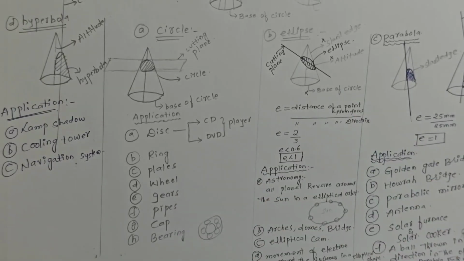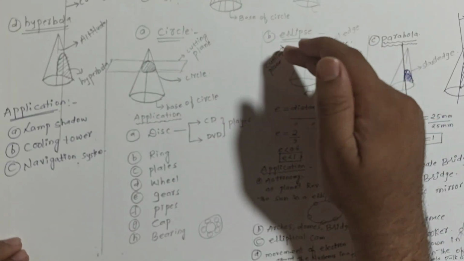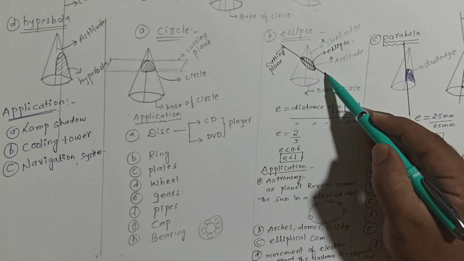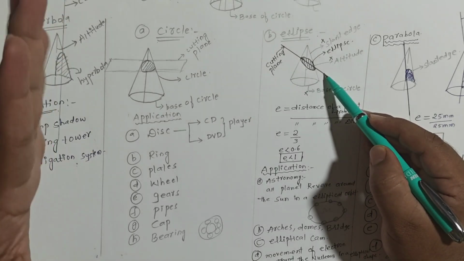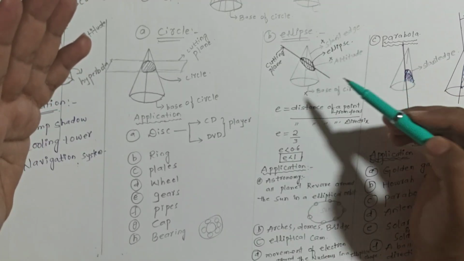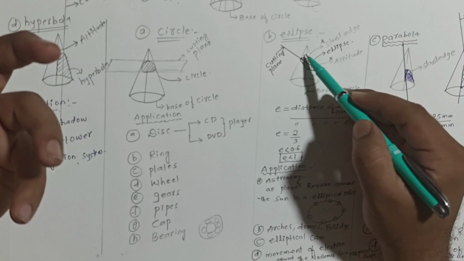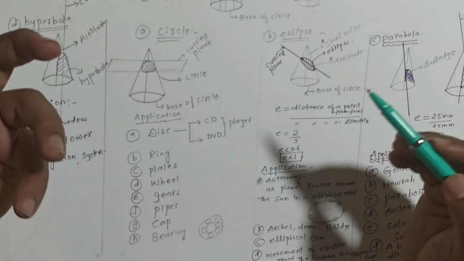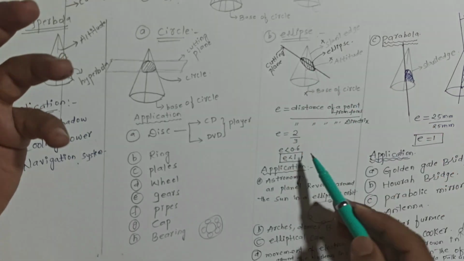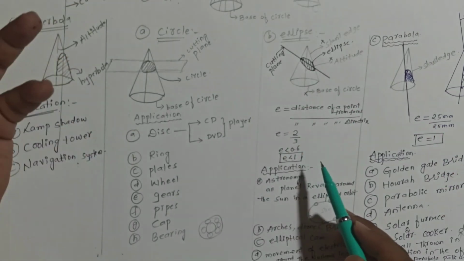Second one is the ellipse. We need to cut the cone in such a way that the cutting plane should not be parallel to the base, should not be parallel to the slant edge, and should not be parallel to the altitude. Then what will appear on the surface of the cone? An ellipse will appear. Then the question arises, what is the eccentricity of the ellipse? You have to tell that the eccentricity of the ellipse is less than 1. And what are the applications of the ellipse?